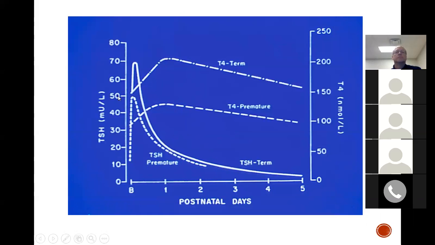Then you can also see the T4 levels in a term versus premature baby are significantly different. We do use a variety of reference ranges and other things to try to determine, based on age, whether labs are abnormal, and sometimes we just end up having to repeat or follow because they're borderline.